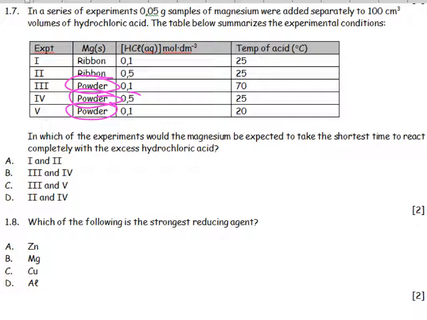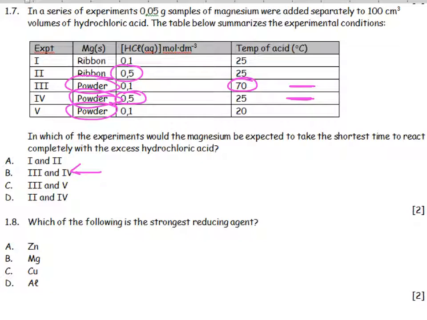The next one is that highest concentrations will react fastest. And finally, highest temperatures will react fastest. So we land up in a situation where this is powder and high temperature. This is powder and high concentration. So 3 and 4 seem like the most likely ones to have the highest reaction rates.